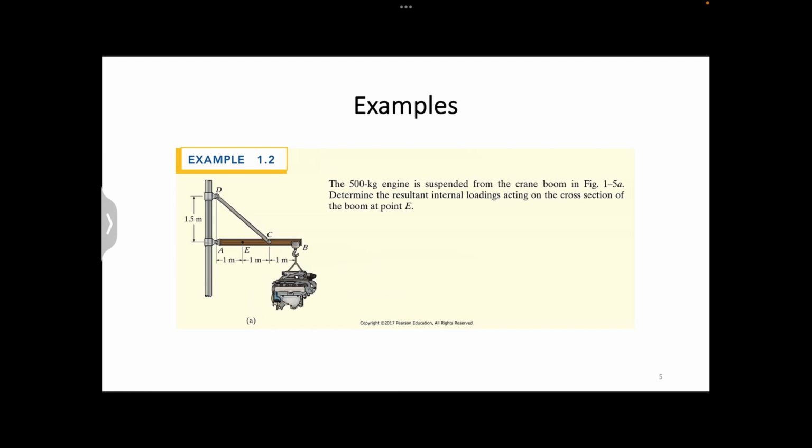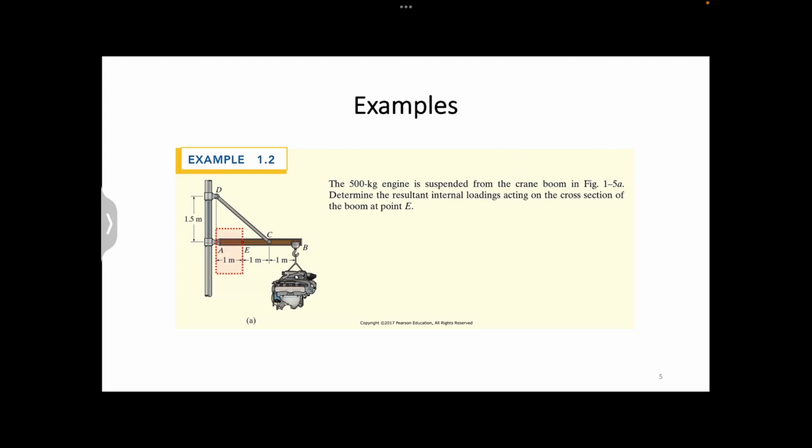Specifically, we will cut through the boom at point E and then consider the equilibrium of either the left or the right segment. If we consider the left segment, we will have to plot the free body diagram for the segment AE. As you can see, since we have a pin support at A, to plot such free body diagram, we will have to find the support reaction at point A.